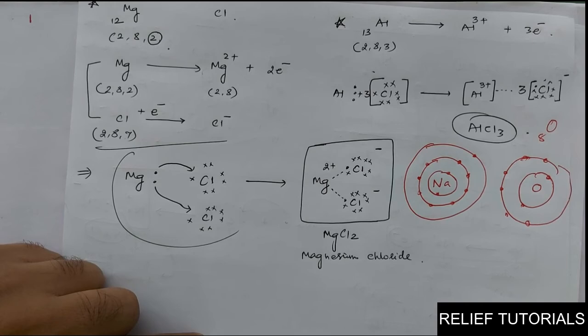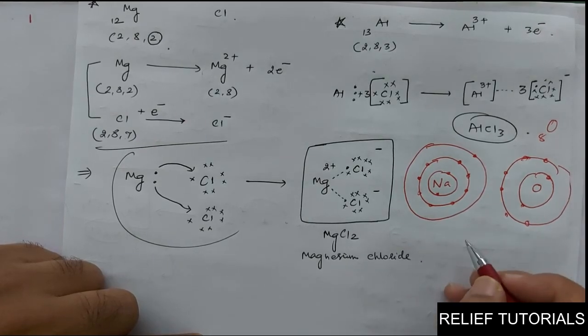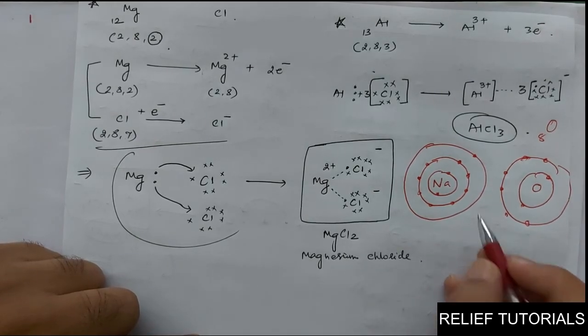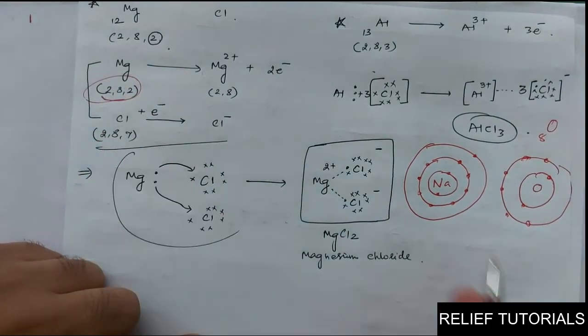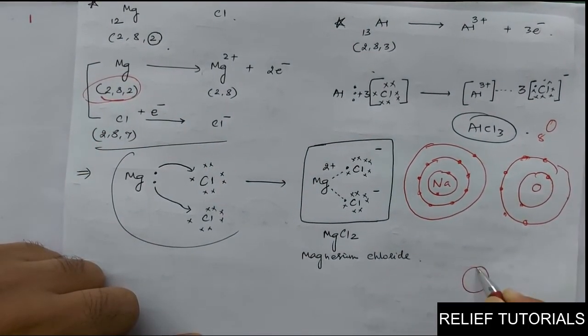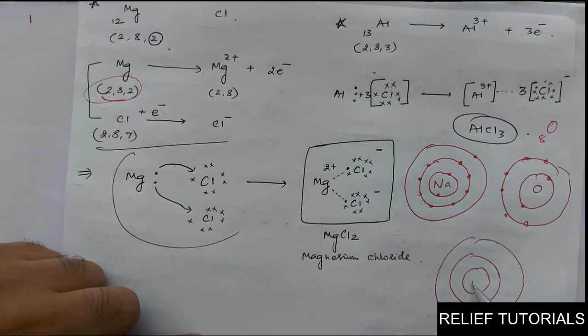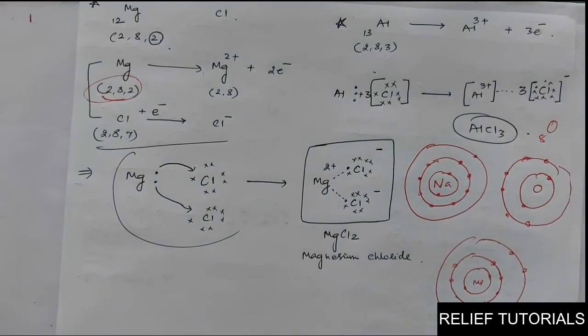That's all. And magnesium, atomic number 12. So the configuration is 2, 8, 2 here. 2, 8, 2 means 2 will be in the first orbit, 8 in the second orbit, and 2 in the third orbit. This is magnesium. Nothing else.